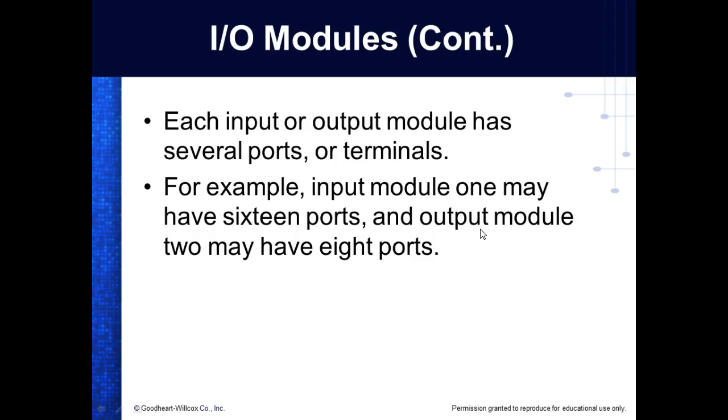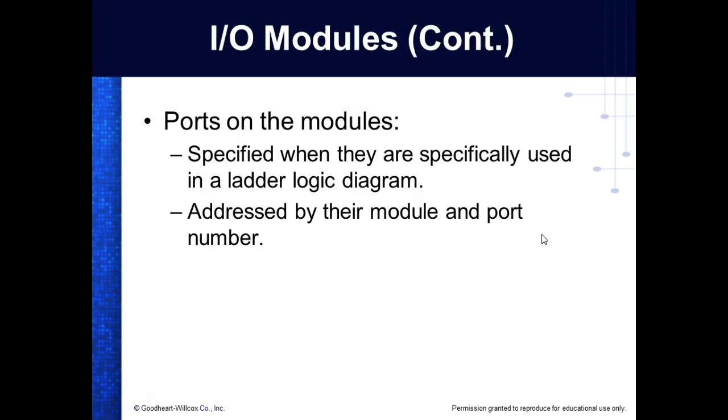Each input and output module has several ports or terminals. For example, input module 1 may have 16 ports, and the output module might have 8. The more ports you have on that card, the more expensive they're going to be, right? I think Allen Bradley makes up to 16-bit input modules and output modules. I'm sorry, 32. Ports and modules specify when they are specifically used in a ladder diagram, addressed by the module and port number. And we already looked at that, right? Everybody okay?